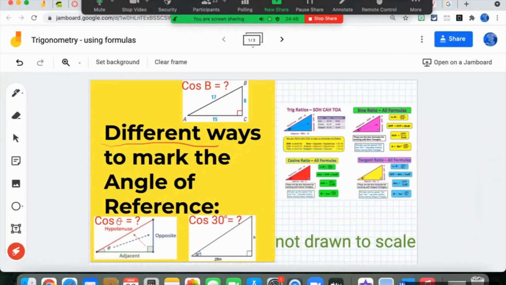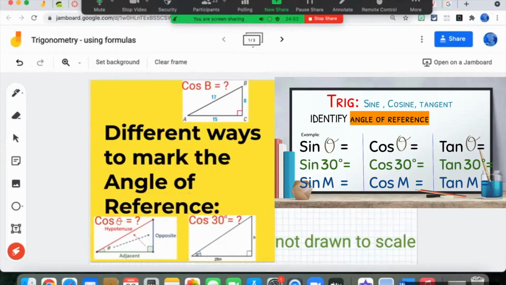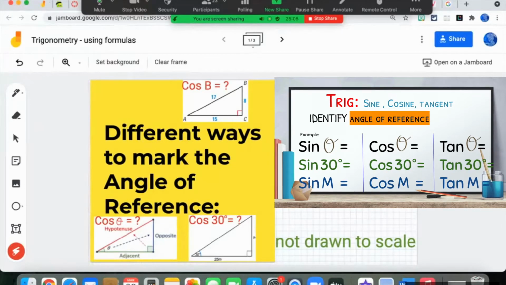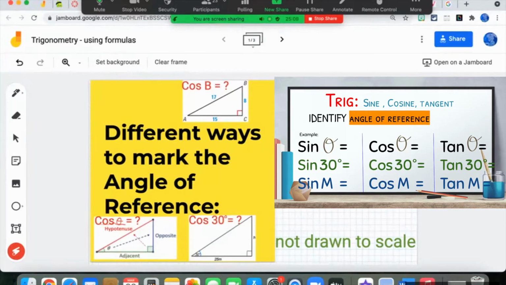There are different ways to mark the angle of reference. Remember, in the last lesson, the angle of reference is called angle theta. And that's the angle I'm circling with the symbol. We have different ways that we call angle theta. You can see if we're looking for just a cosine of theta, we say cos theta equals what? And that's the question mark here.